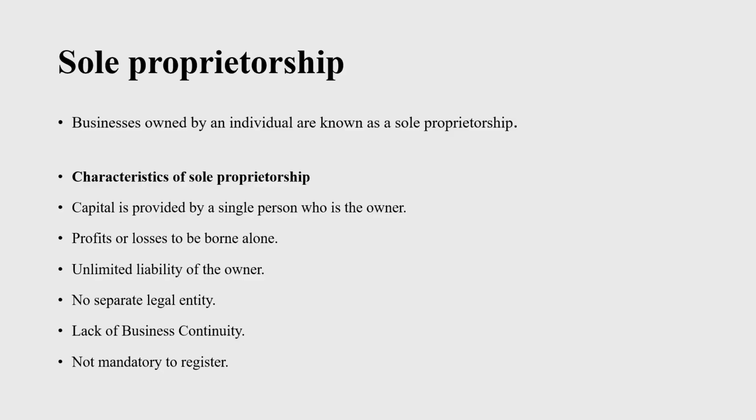Now let's discuss the characteristics of sole proprietorship. There is only one person. Therefore, capital is provided by a single person who is the owner. When it comes to profits and losses, they will be borne by the owner because there are no partners to share it. Then profit belongs to the owner and losses do the same.